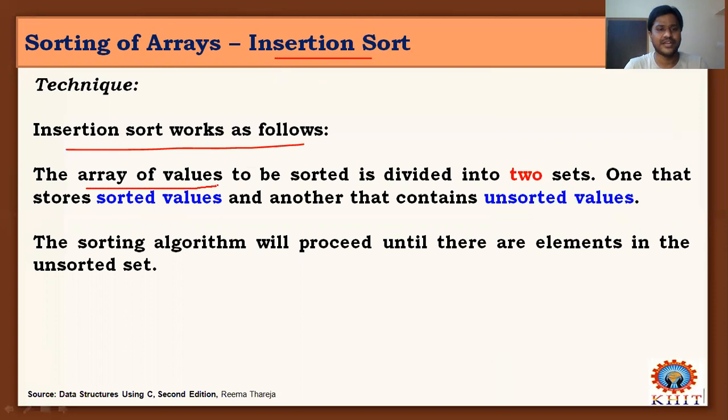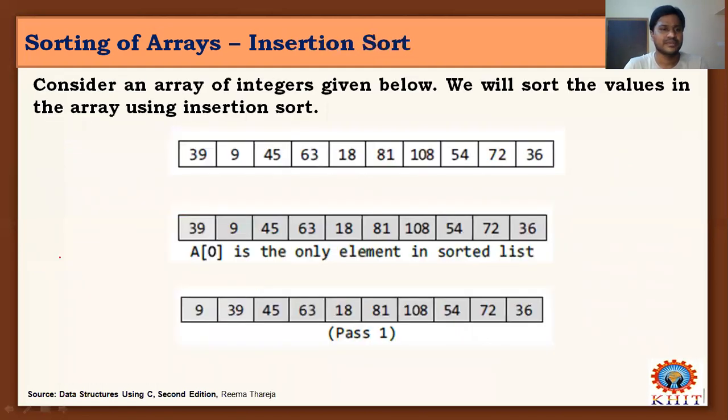The array of values to be sorted is divided into two sets. That is, the first one is the set of sorted values, and another that contains unsorted values. Right? It takes unsorted set elements for sorting, that is nothing but an array, a group of elements here. And consider an array of integers given below.